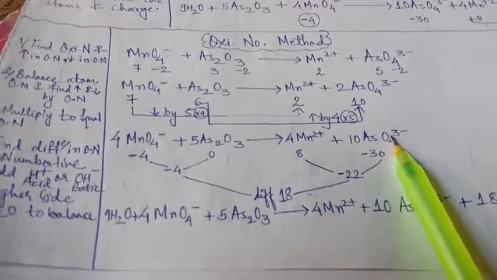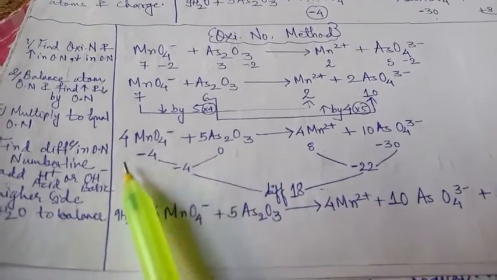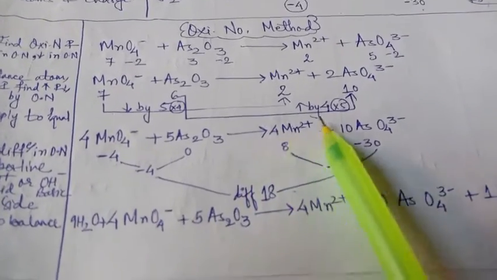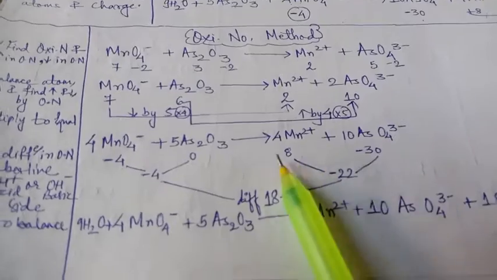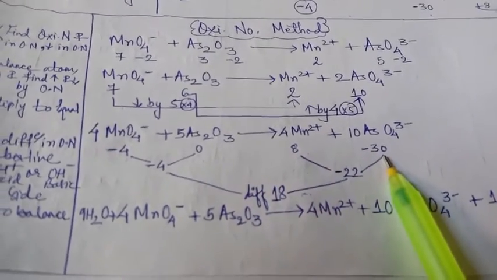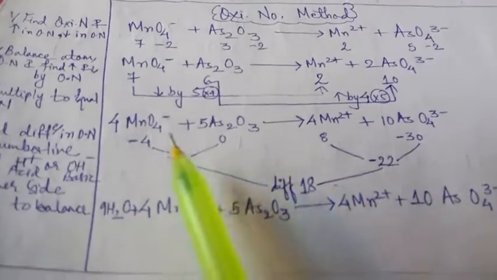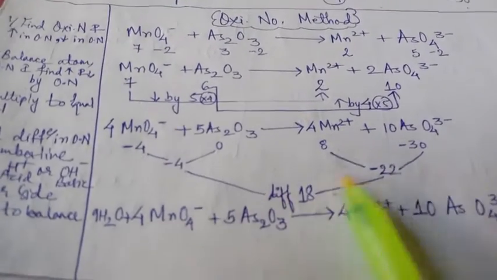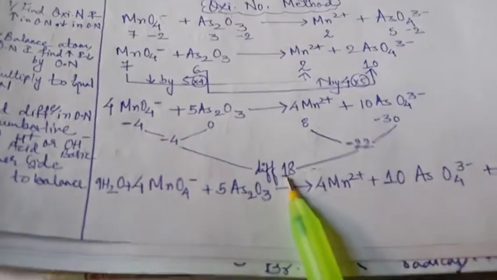Now we will have to write down the charge. Minus 4 plus 0, minus 4 here. Here 4 2s are plus 8, 10 3s are minus 30, so minus 30 plus 8 is minus 22. This is minus 4, this is minus 22. The difference is plus 22 minus 4, so the difference will be 18.